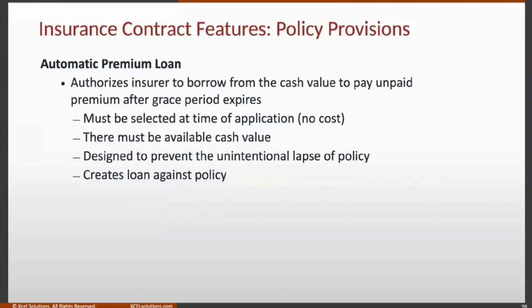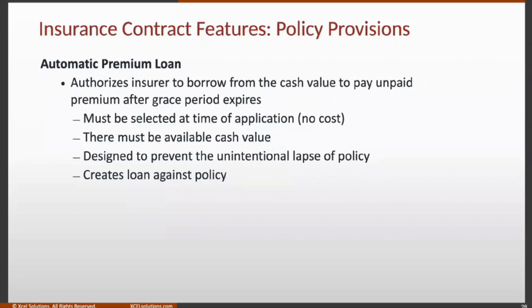Automatic premium loan provision on a life insurance policy authorizes the insurance company to borrow from the cash value to pay unpaid premium after the grace period expires. This automatic premium loan provision must be selected at the time of application. It includes a box that must be checked off on the application. So you must have this discussion with your client and ask them, would you like the automatic premium loan provision added to your contract? If you would, I have to check off this box on the application.